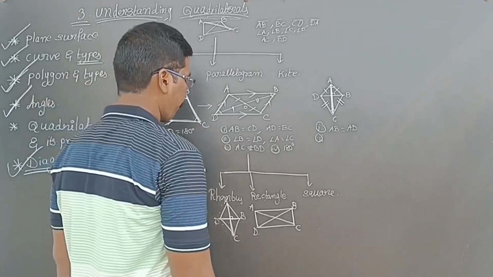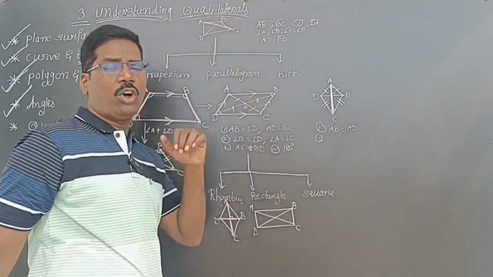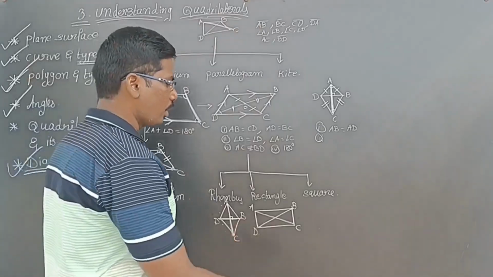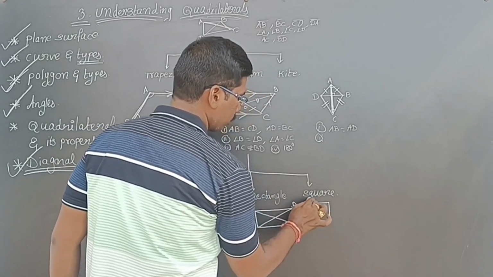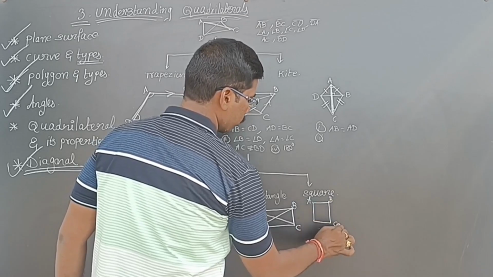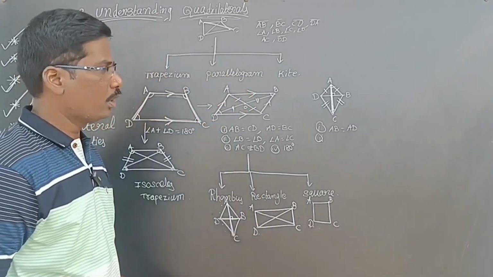Now, square. A quadrilateral in which all sides are equal and all angles are equal is called a square.